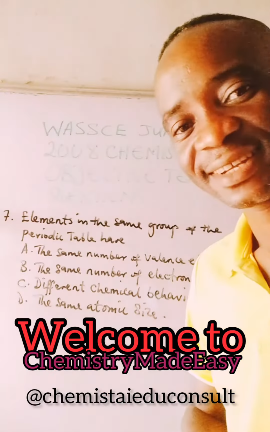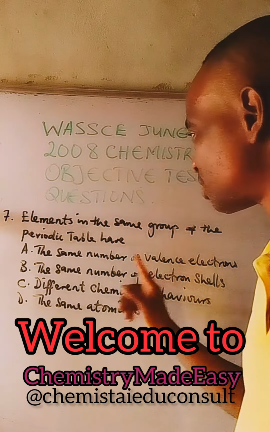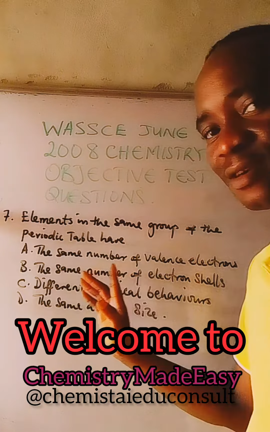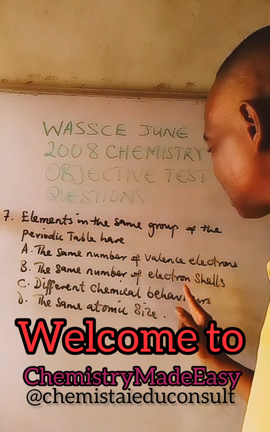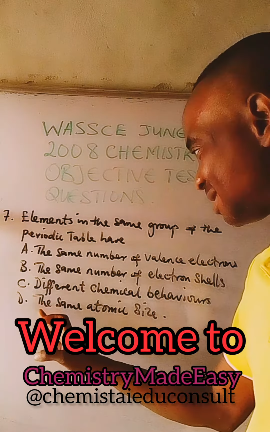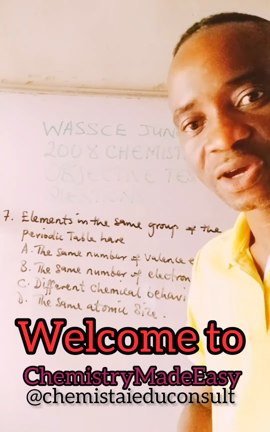Look at number 7. It says elements in the same group of the periodic table have A. The same number of valence electrons, B. The same number of electron shells, C. Different chemical behaviors, D. The same atomic size. Which one is true of elements in the same group of the periodic table?